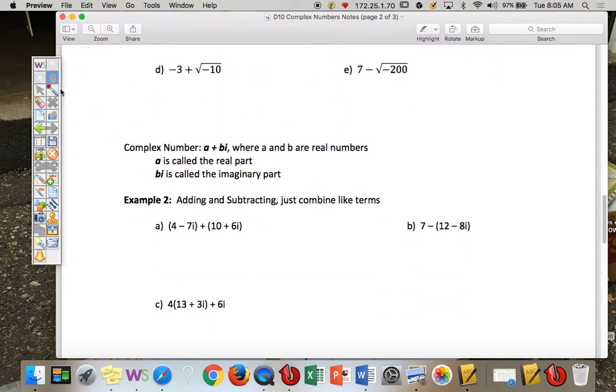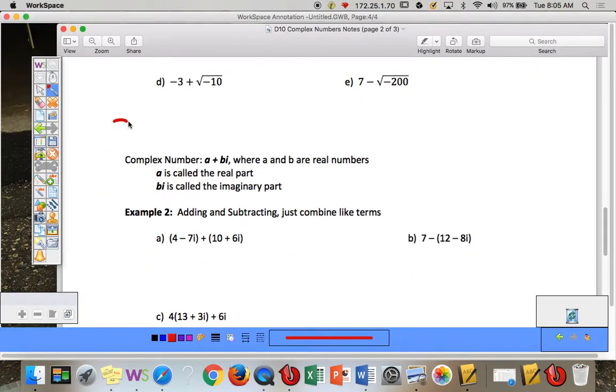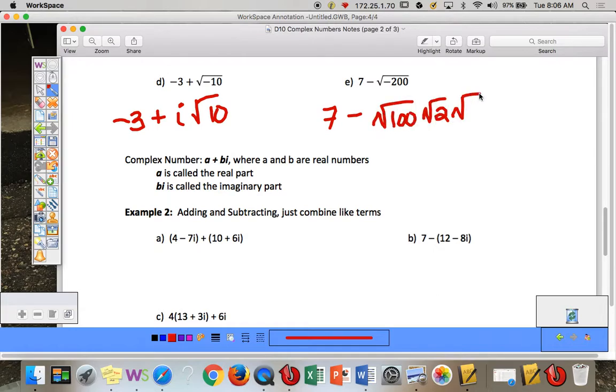Let's try the next one. We have our negative 3 we don't touch, plus the square root of 10. I can't simplify any further. There's no square number I can pull out besides 1. So we have the square root of 10 times i. The next one is 7 minus, I'm going to break this apart, the square root of 100, square root of 2, square root of negative 1. And we'll rewrite that 7 minus, this is 10, here's the i, and then square root of 2.